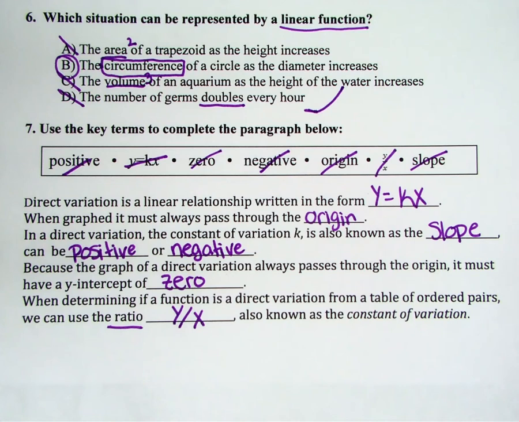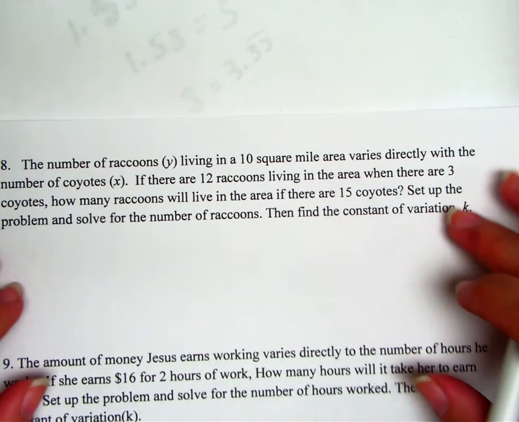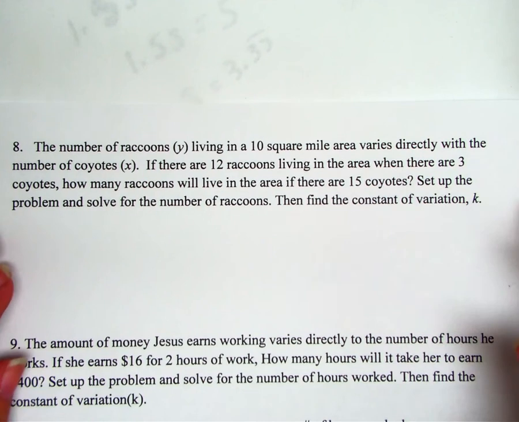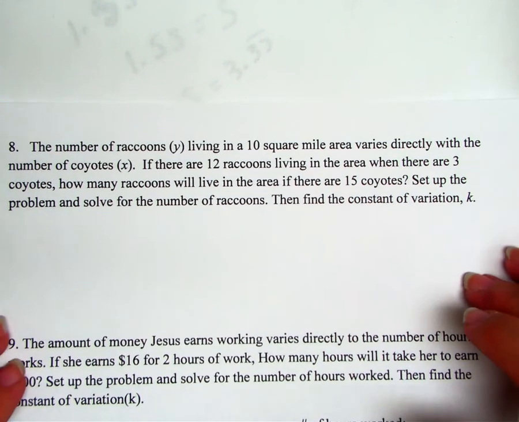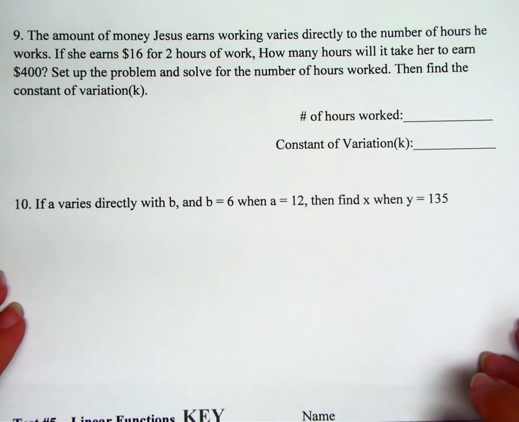So that wasn't so bad. Let's finish up that last page with the last 3 problems, and we are done. And all 3 of these are direct variation problems. So, we're actually going to start with number 10, and then we'll work our way up.